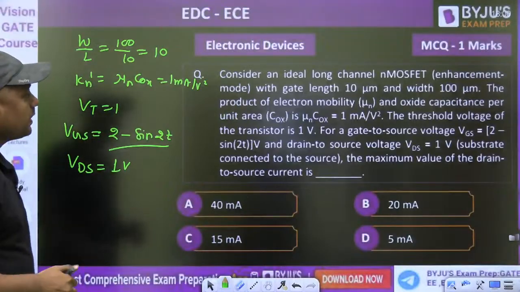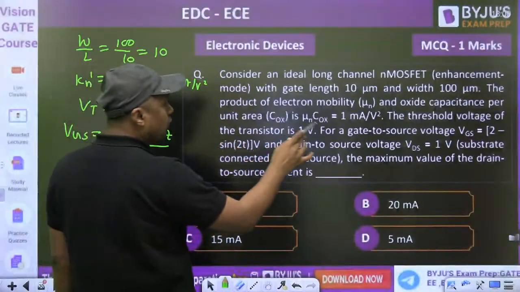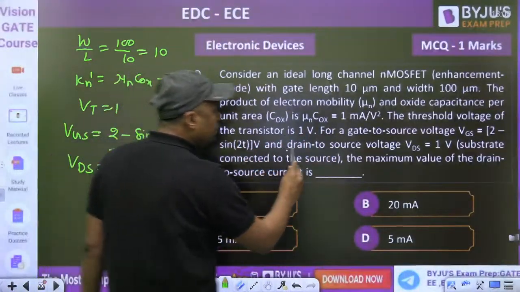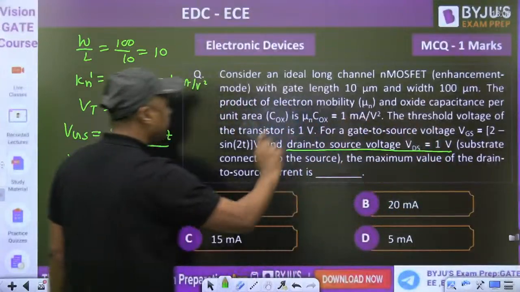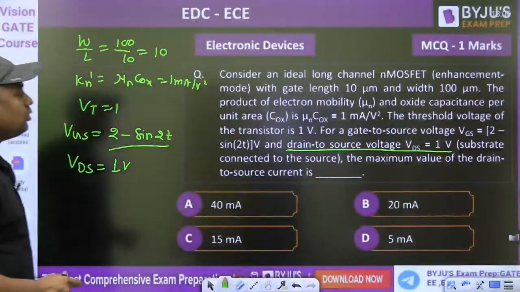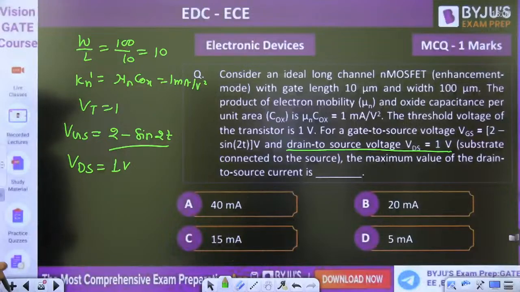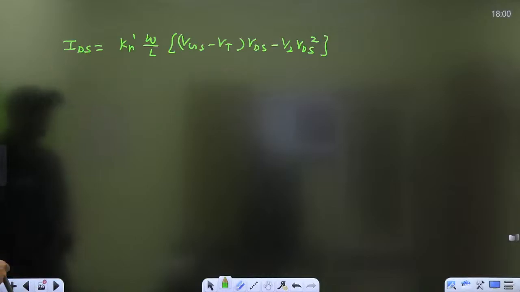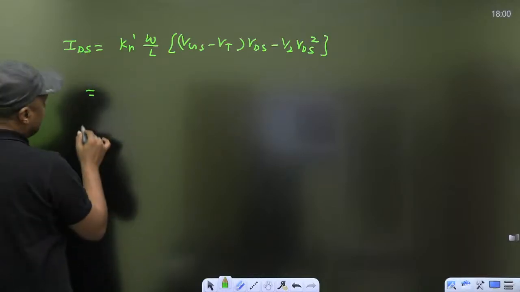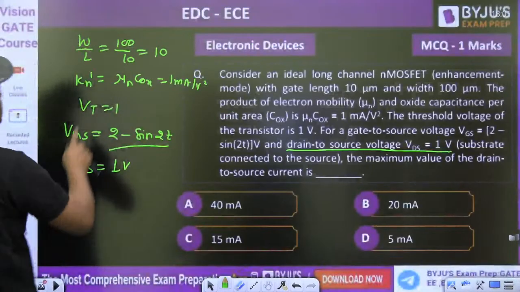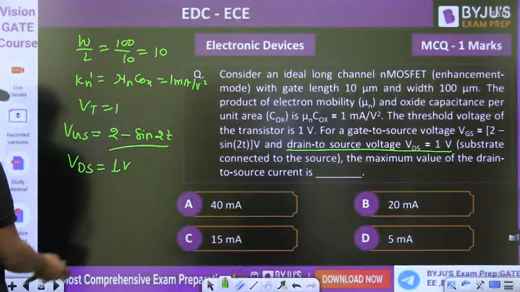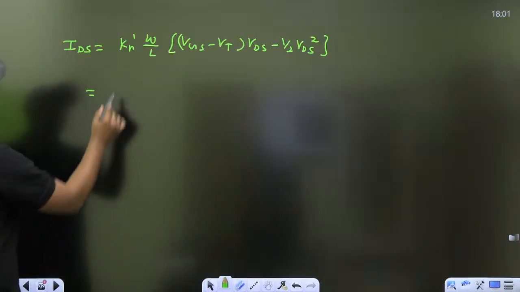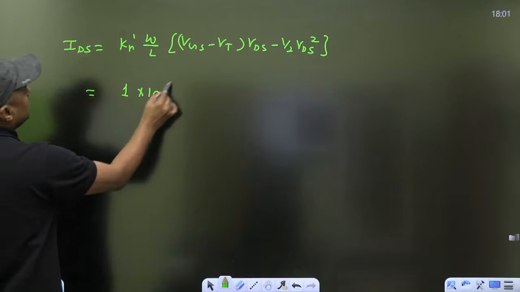Watch this. The threshold voltage of the transistor is 1 volt, and for gate to source voltage varying, the drain to source voltage VDS is fixed at 1 volt. The maximum value of the drain to source current is asked, and VDS is fixed. Now here in this formula you can use the maximum value. So K n' is mu n COX. What is the value of the mu n COX? 1 milliampere. This W by L is 10.